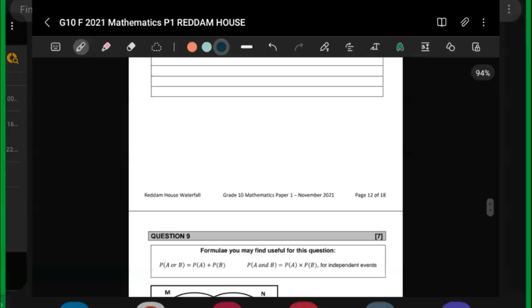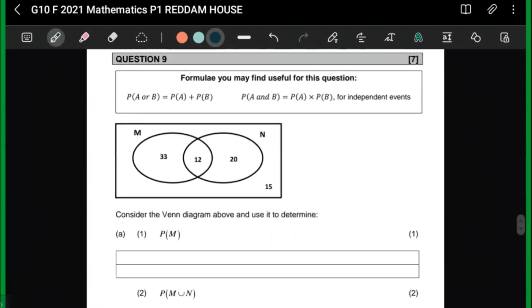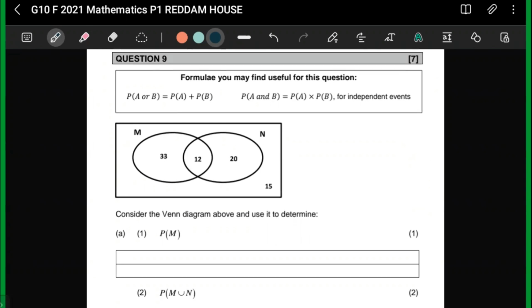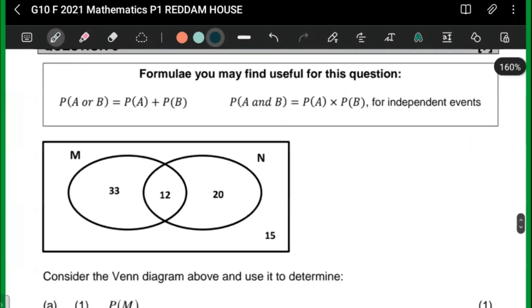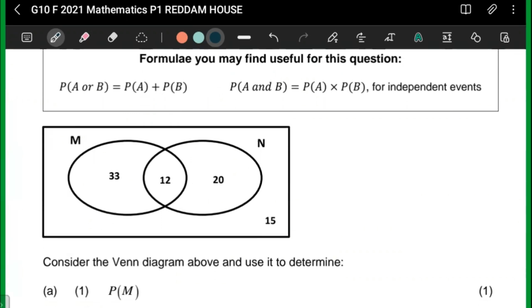Let us move on. Question number 9. Here we are. It says here they're giving us formulas, which is nice. They also give you these formulas in grade 12. No, they don't. They only give you the addition rule. But this formula here is just universal. This one is specifically for independent events. But they said, yeah, formulas you may find useful for this question.